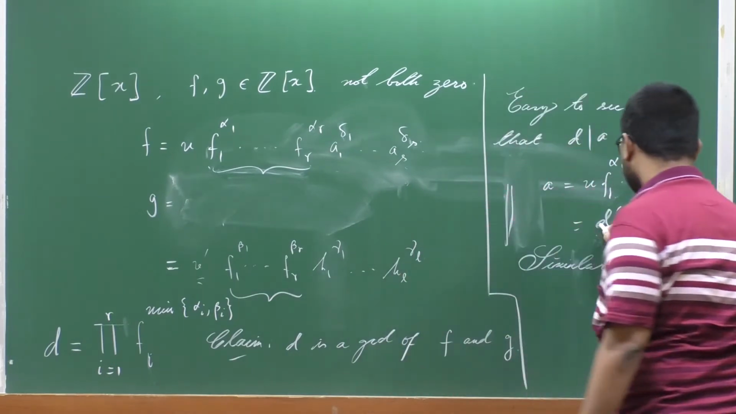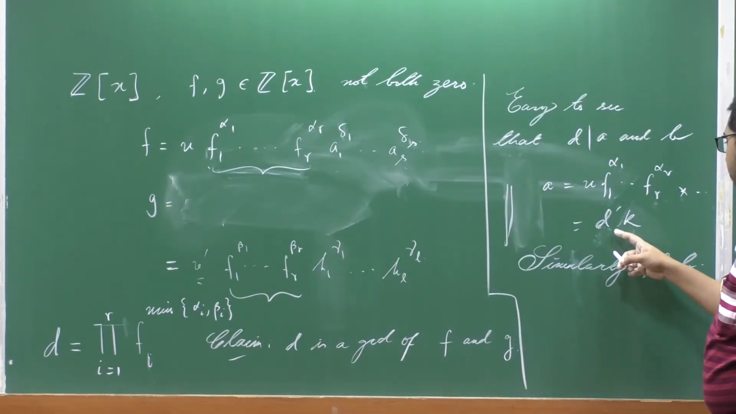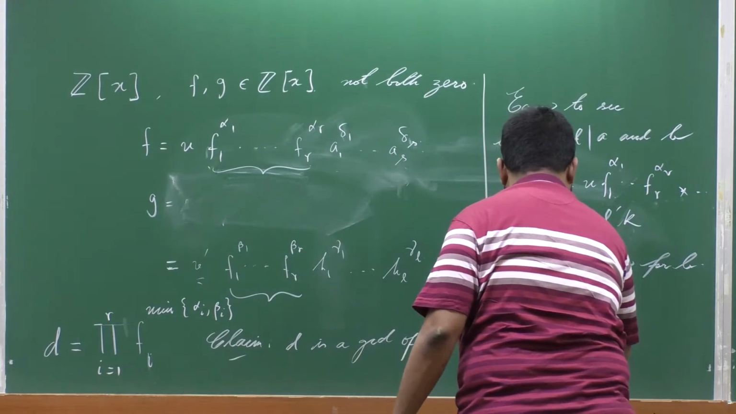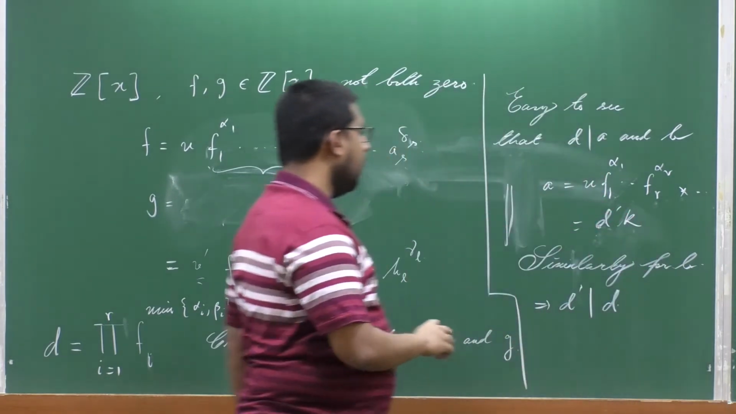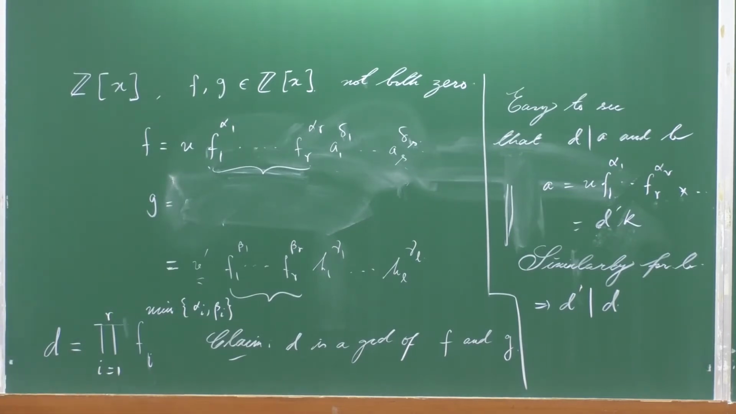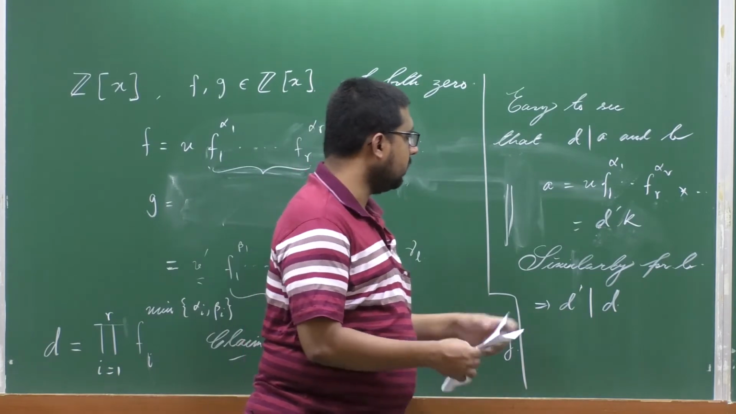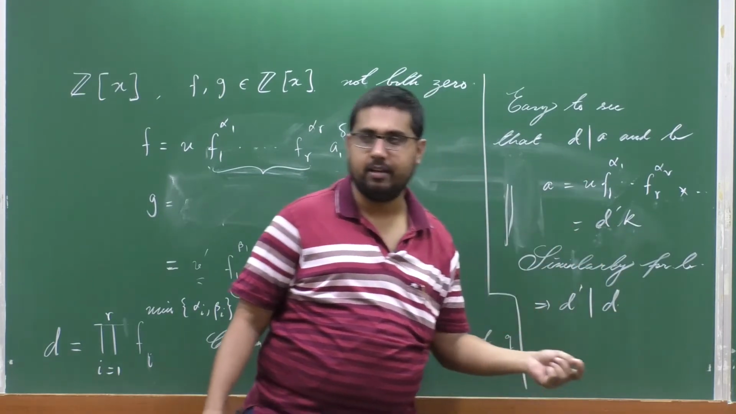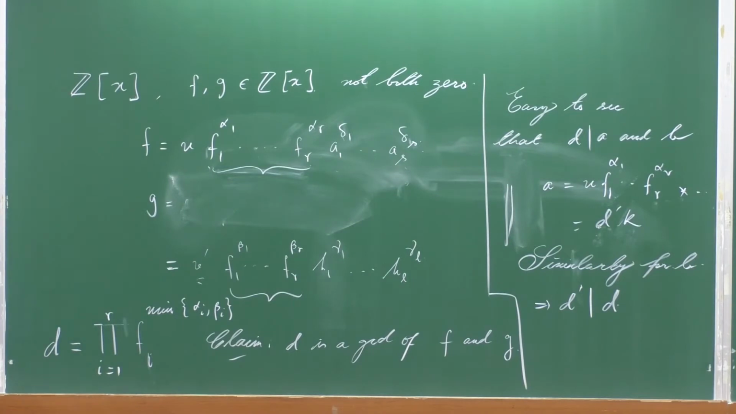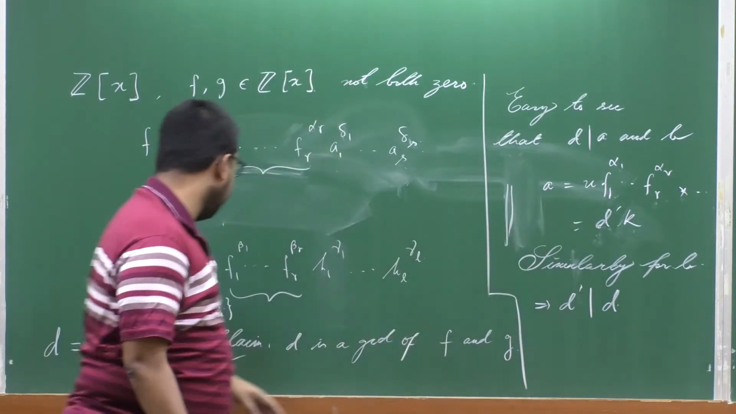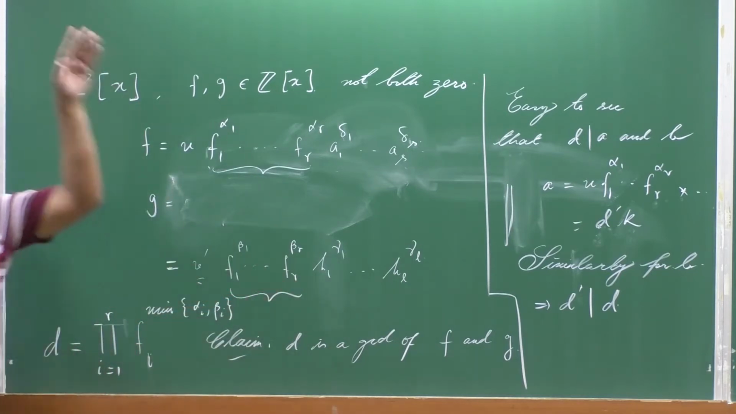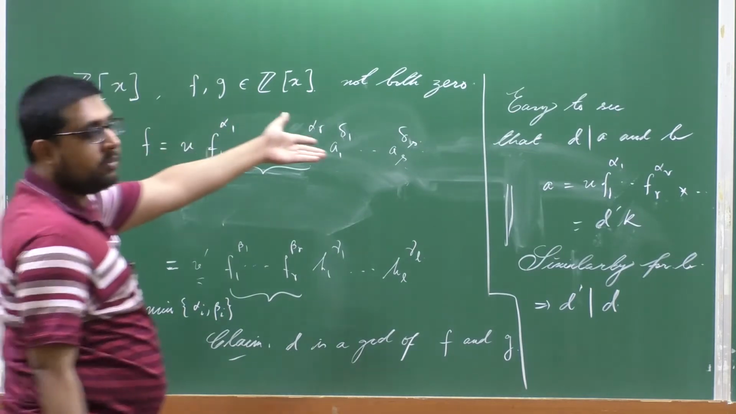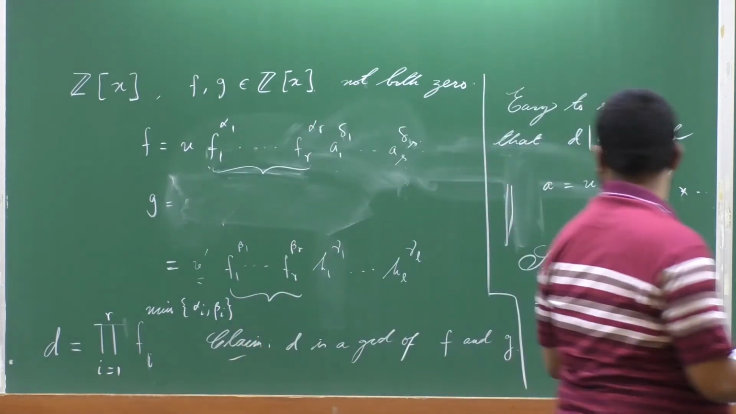So from this we see that D dash must divide D. First of all, the irreducible factors of D dash must be common to the irreducible factors of both A and B. So any irreducible factor of D dash must be equal to some f_i, and its exponent has to be less or equal to the minimum of alpha_i and beta_i. That is what we have argued so far. So from this it is immediate.